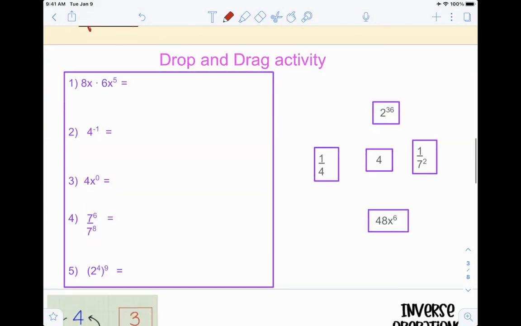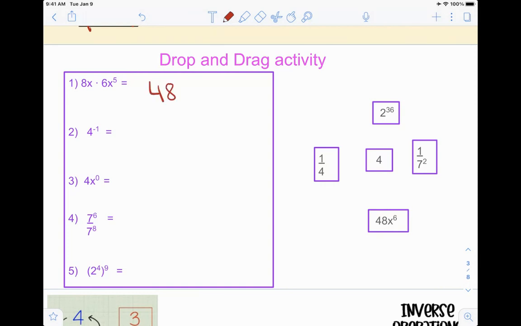Okay, so now we're going to do another little drop and drag activity, and I'm going to have you match the expression with its equivalent simplified exponential expression. And I really want you to think about what property was used and why that answer makes sense. So please stop the video, do your drop and drag, and then restart the video to check your answers.